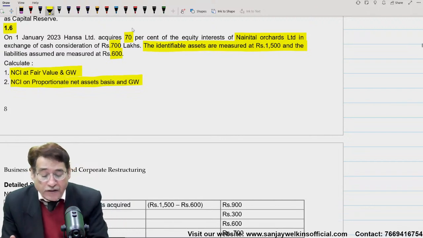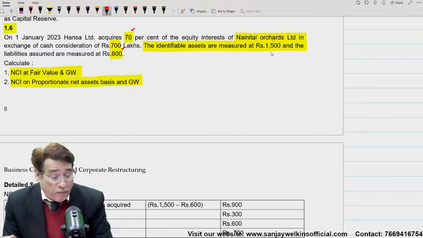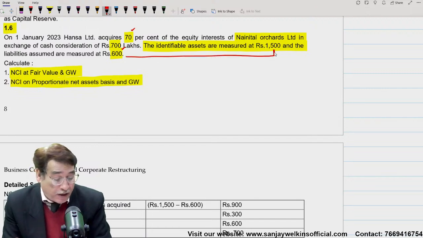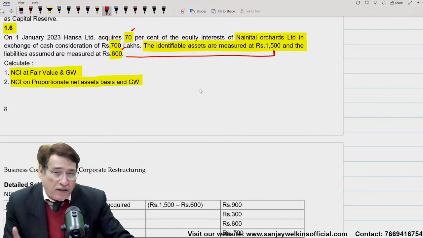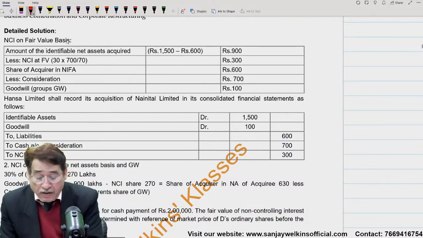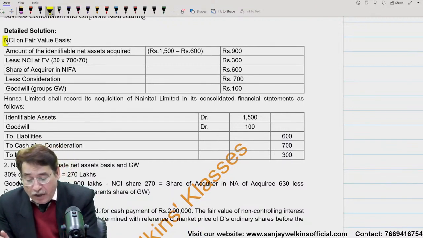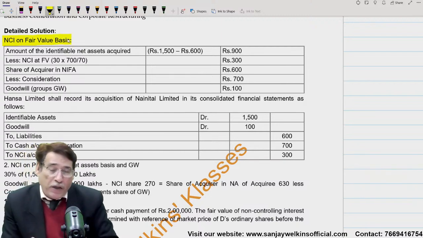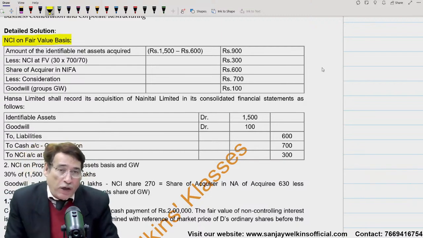So in simple words, the question is asking you to compute. First of all, you have acquired 70% stake in this particular case. Number two, you have paid 700 lakh rupees. And number three, the net assets on the date of acquisition are 1,500 minus 600, that is 900. Now, first point here, NCI on fair value basis. Let us say we are computing NCI on fair value basis. In that case, what will be our amount of goodwill?